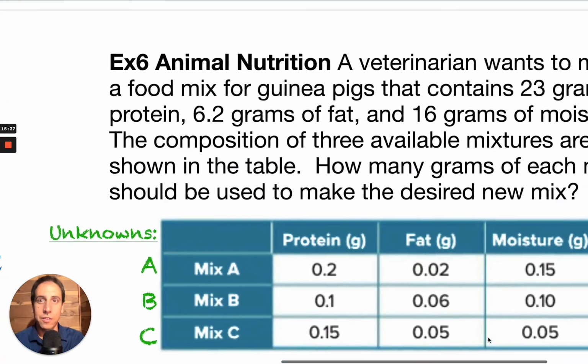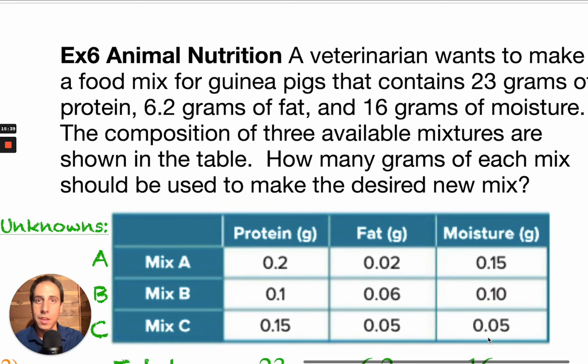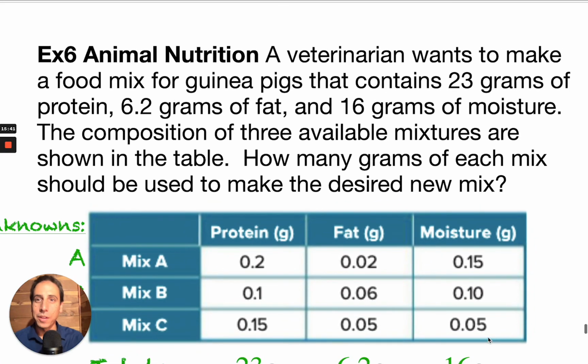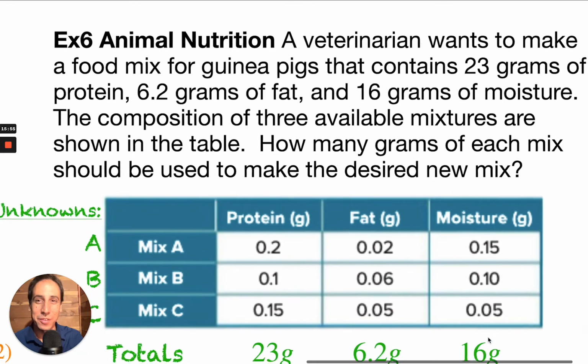Let's go to a word problem. A veterinarian wants to make a food mix for guinea pigs. I love guinea pigs. Squeak, squeak. That contains 23 grams of protein, 6.2 grams of fat, 16 grams of moisture. Whew. All right, the composition of the 3 available mixtures, they don't even list it out in the word problem. They just give you a table.